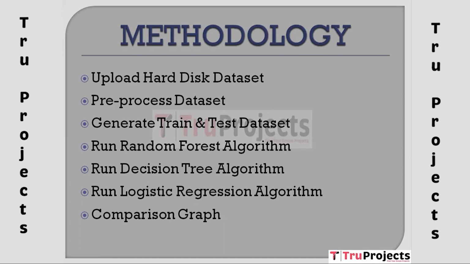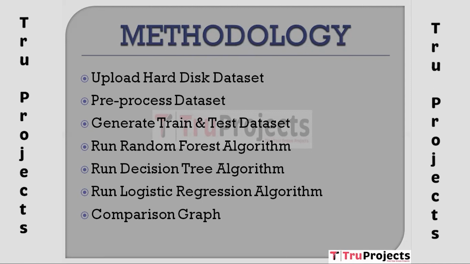Third module, generate train and test dataset. Using this module, we will split the dataset into train and test, where the application uses 80% of the dataset for training machine learning algorithm models and 20% of the dataset to test the trained model. The trained model will be applied on the test dataset to predict class labels, and then the classes will be compared with the original dataset to calculate accuracy.